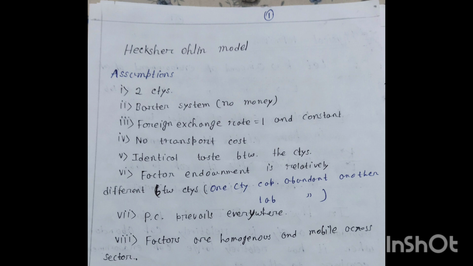In the next assumption, we say that perfect competition prevails everywhere. In both the countries, we will have perfect competition in the market. And the last assumption tells us that the factors are homogeneous and mobile across sectors. Here we have to remember that factors are basically divided into two parts in the Heckscher-Ohlin model, that is capital and labor. We have to also identify it as one of the assumptions of the Heckscher-Ohlin model.